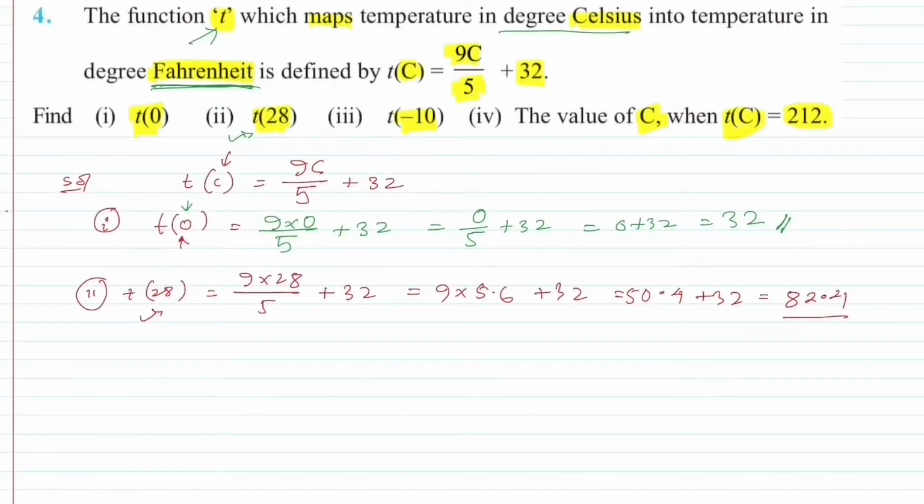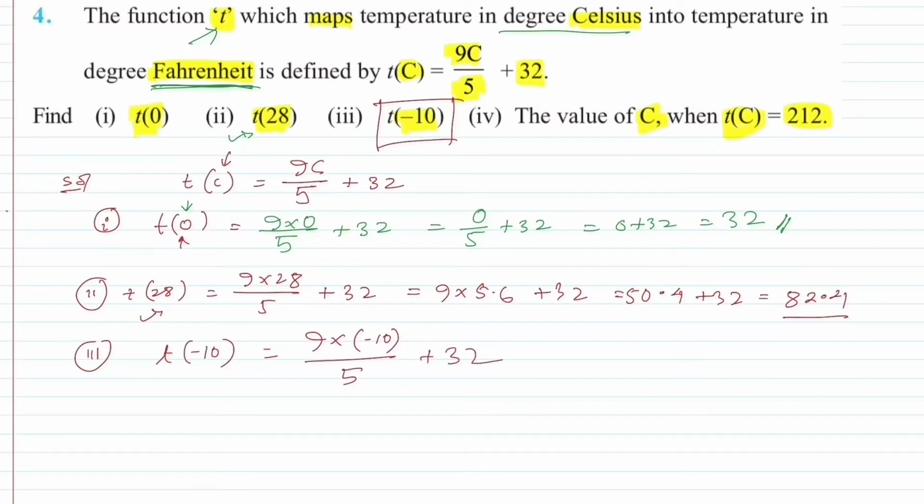So now let's find T of minus 10, number 3. T of minus 10 is going to be equal to 9 into minus 10 by 5 plus 32. So 5 twos are 10, so 9 into minus 2 is going to be minus 18 plus 32, which is equal to 14. So that means minus 10 degrees Celsius is equal to 14 Fahrenheit.